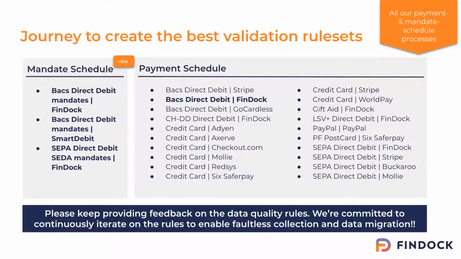I also highlighted here the BACS direct debit rule set with FinDock, where we are the processor. And the reason for that is we made updates on that rule set. There was a customer who went live using this processor, and during data migration, they encountered a scenario, they were having an error that we didn't catch with our validation rules. And we've updated our validation rules to now catch that in the future.